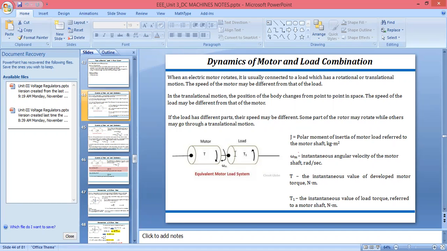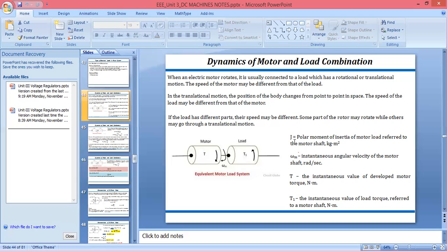In translation motion, the position of a body changes from point to point at a speed. The speed of the load may be different from the motor. If the load has different parts, their speeds may be different. Some parts of the rotor will rotate while others may go through translation motion. It means these all things depend on what amount of load we are taking here.